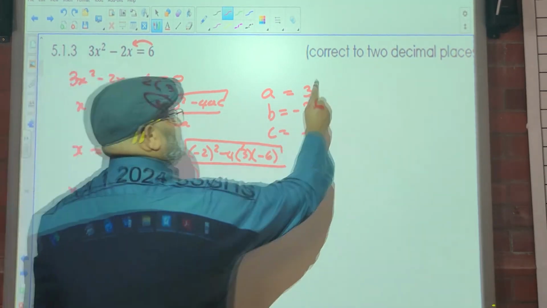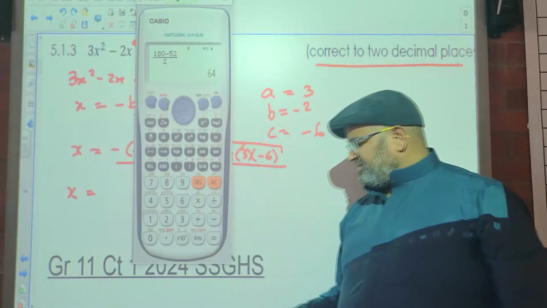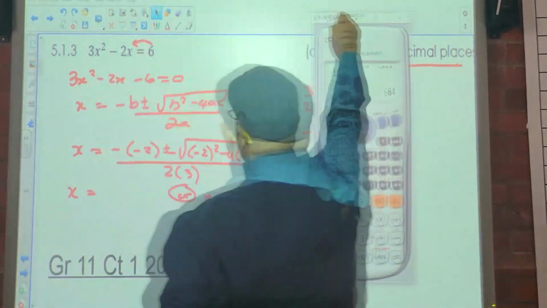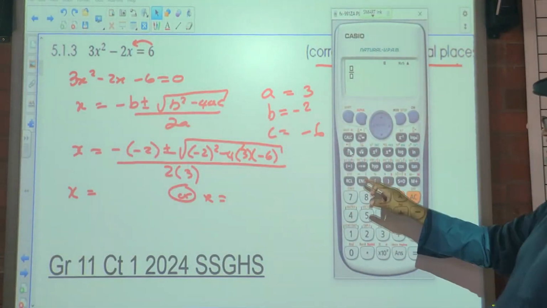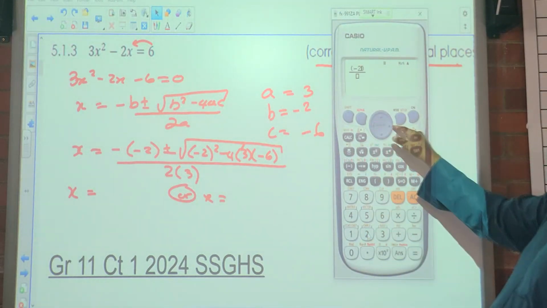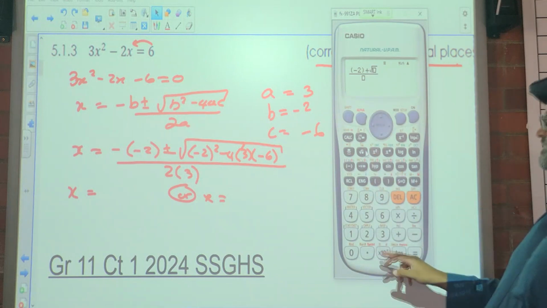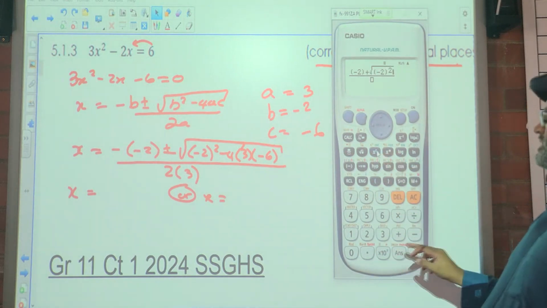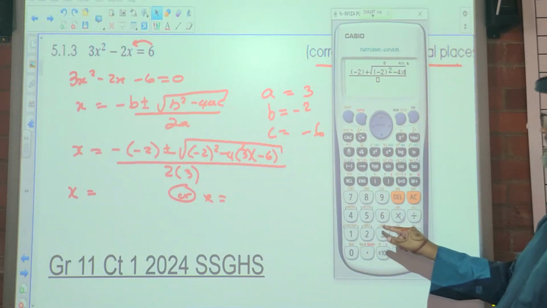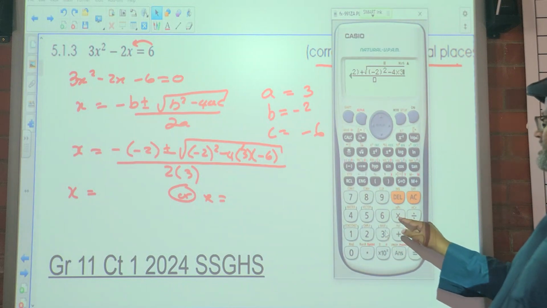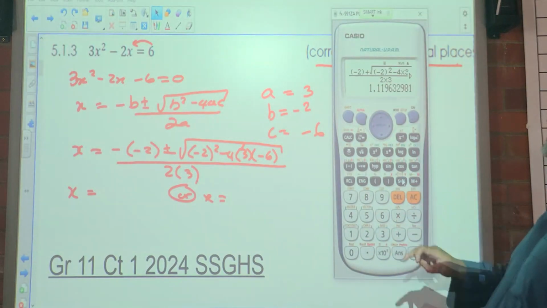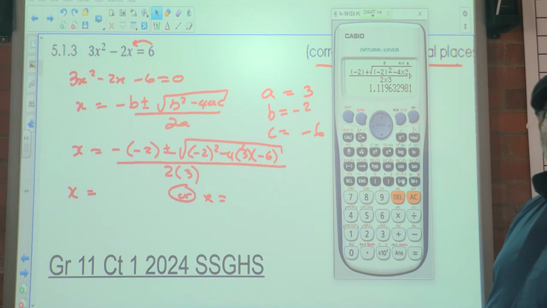Because they say this right next to the sum, if you get the decimals wrong or the rounding off wrong, you're going to lose a mark here. Okay. So let's work that out. We've got negative, open brackets, negative 2, plus the square root of negative 2 squared minus 4ac, over 2a. That gives us 1.12. Is that correct?